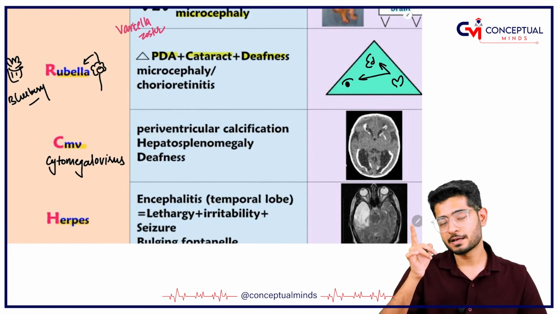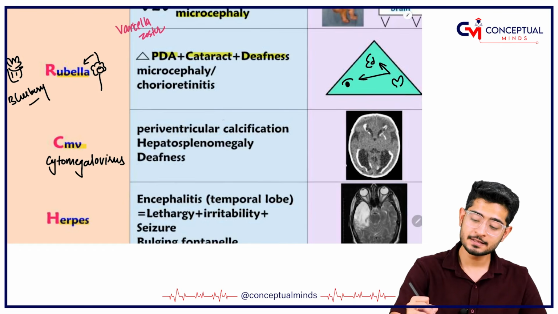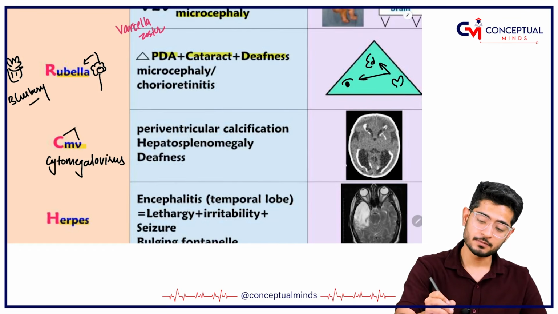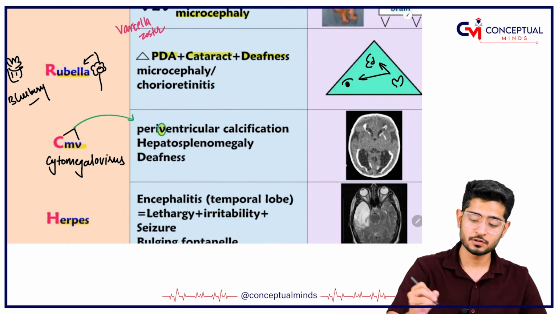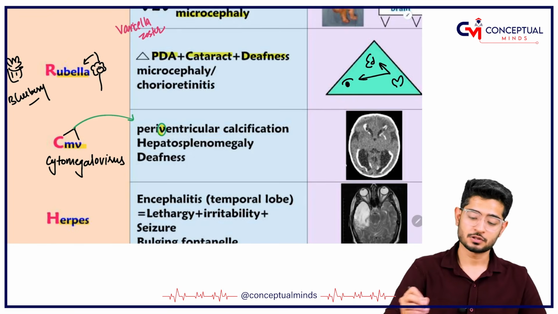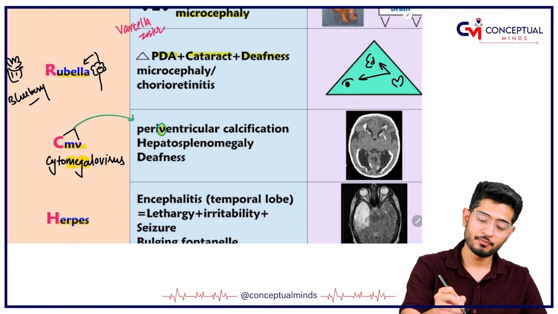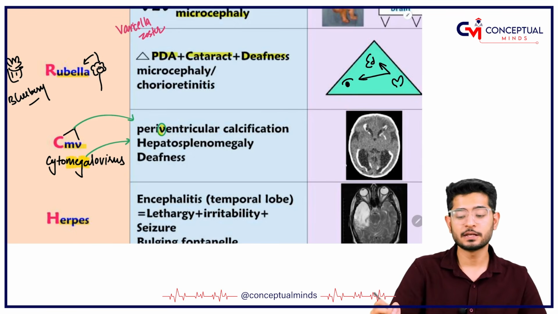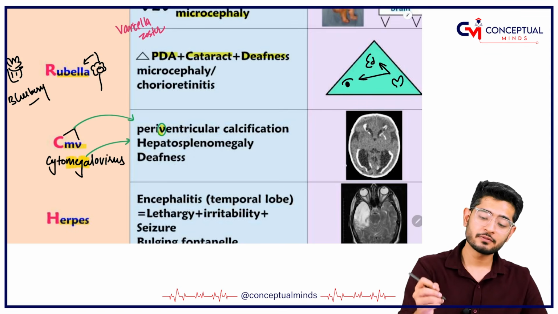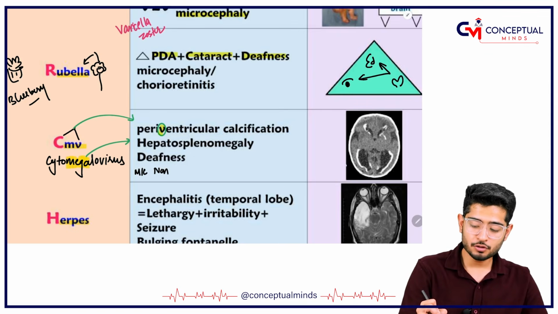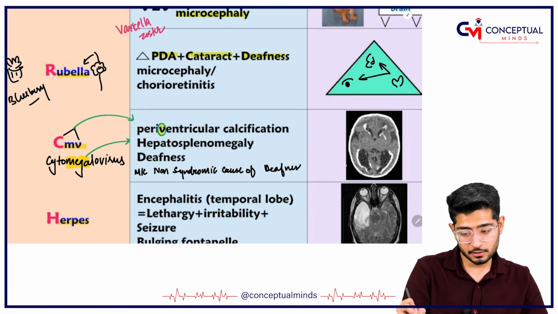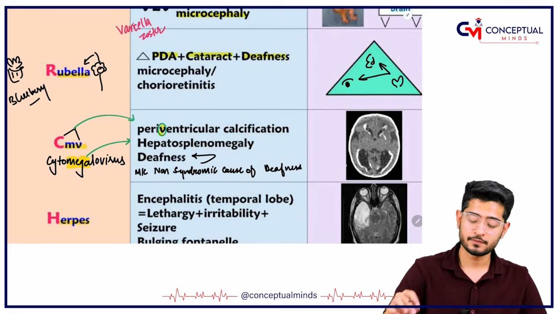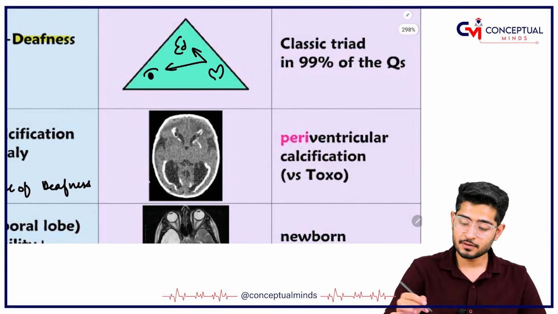Now the difference between Toxoplasma calcification and CMV calcification is that C and V come together, so it is going to be periventricular calcification. Now can you see this word? Mega means enlarged, so there is hepatosplenomegaly which is going to be there. And my dear friends, please understand, the most common non-syndromic cause of deafness is going to be CMV, and there are periventricular calcifications.